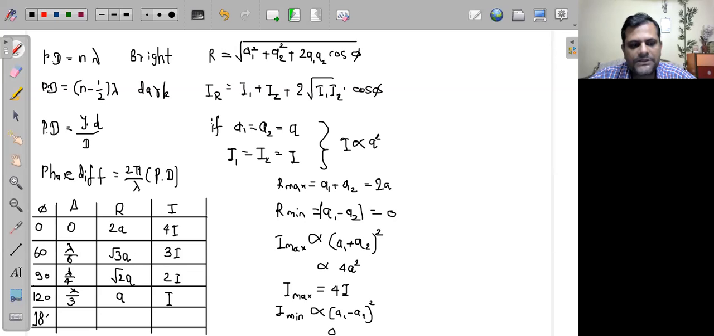And the final case is 180 degrees. If the phase difference between the two waves is 180 degrees, that means the path difference between them is going to be lambda by 2. In that case, we get the resultant amplitude to be 0 and the resultant intensity also to be 0.